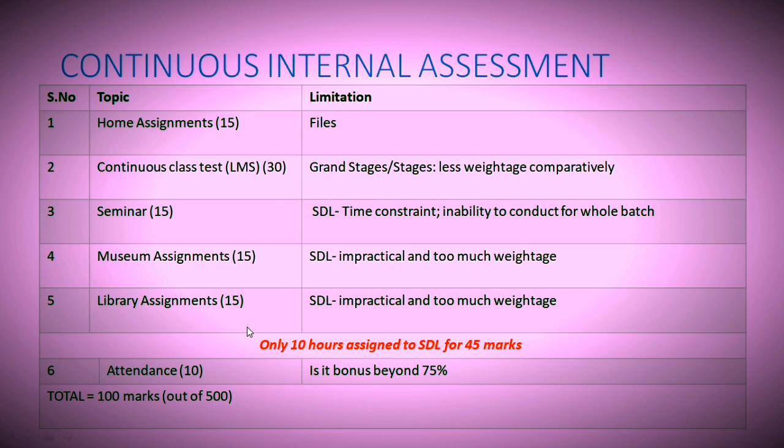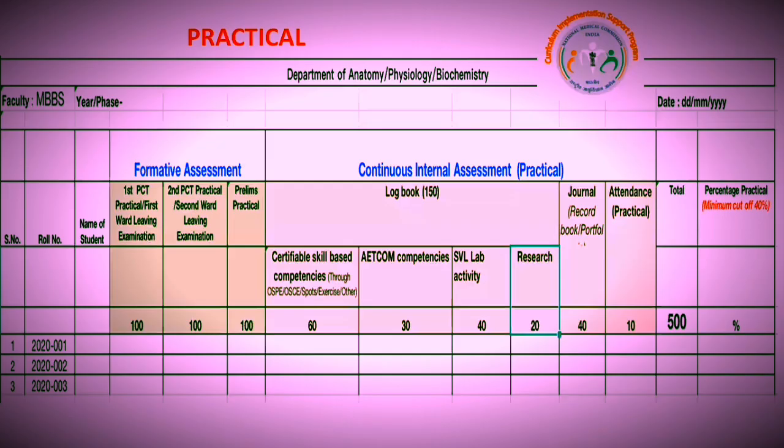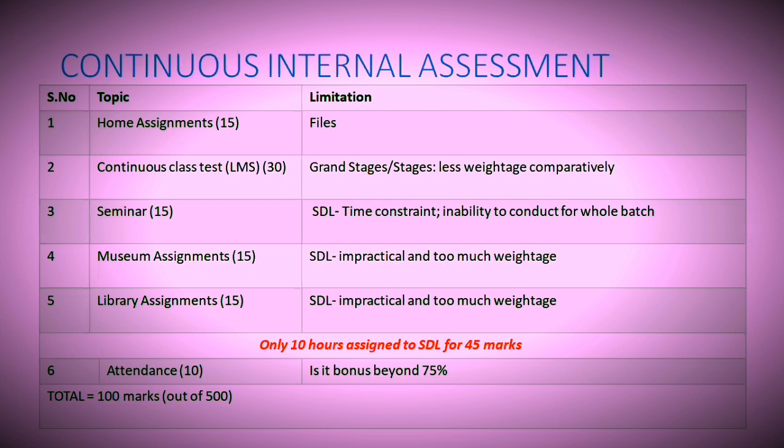And attendance, they say 10 marks. What I'm presuming, what I interpret through this, is that it is bonus attendance beyond 75%. 75% is the cutoff in theory, and beyond 75%, I'm counting as 10%. Now I request the mentors and other participants to please help me get through this. How do we go about this distribution, and how do we justify it?